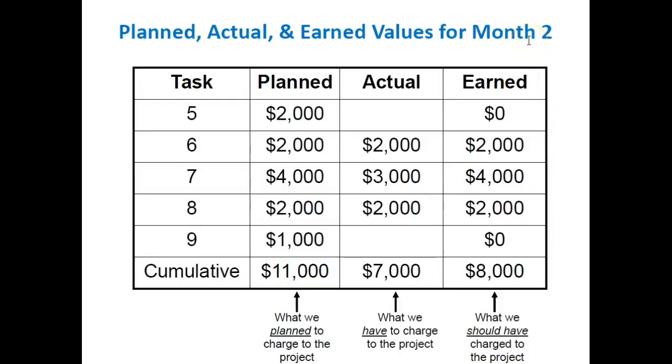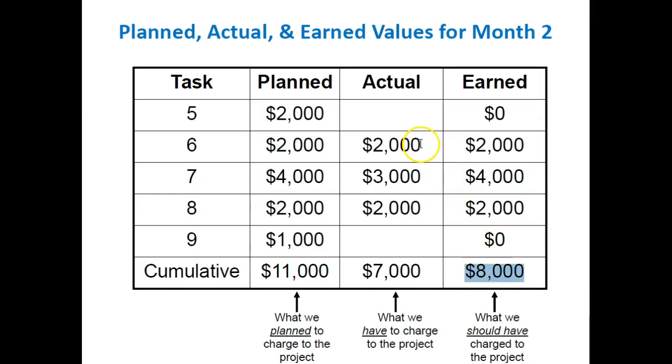Okay, so when we look at month 2, we see that we had tasks 5 through 9, and our planned value again for tasks 5 through 9, the cumulative planned value was $11,000. Well, we only get earned value again for the tasks that we completed, which were 6, 7, and 8. So we get an earned value of $8,000. We get 0 for tasks 5 and 9 because we did not complete those tasks. So 0 earned value for those. So our total earned value for month 2 is $8,000.